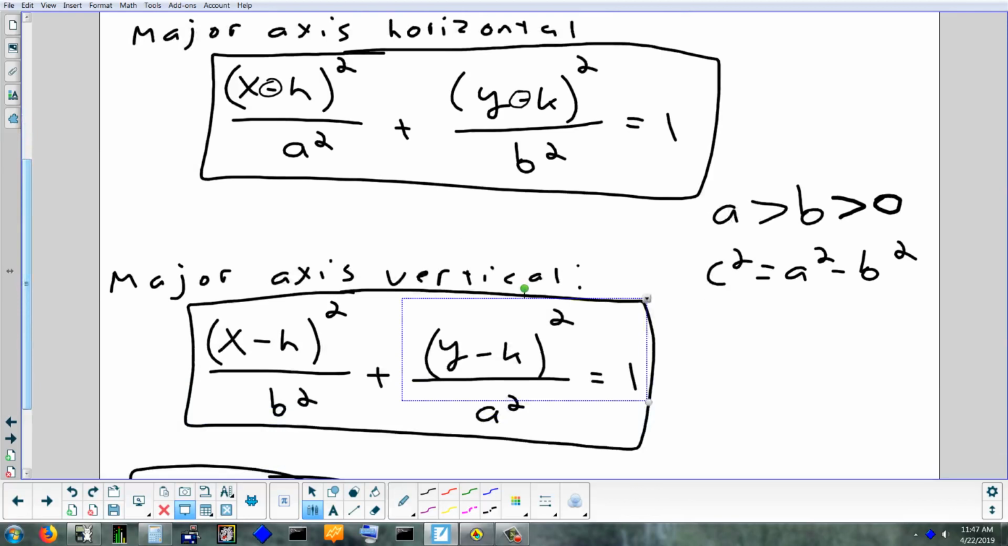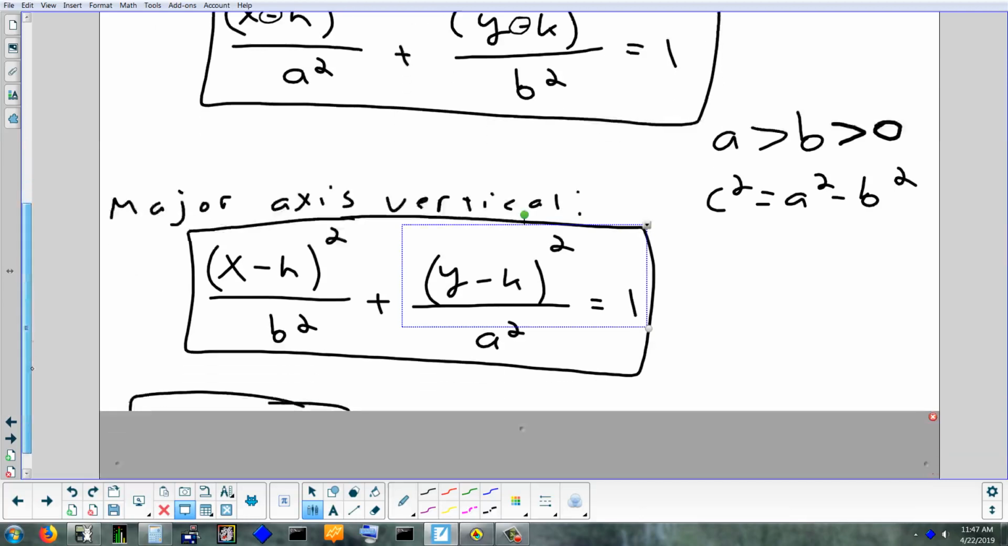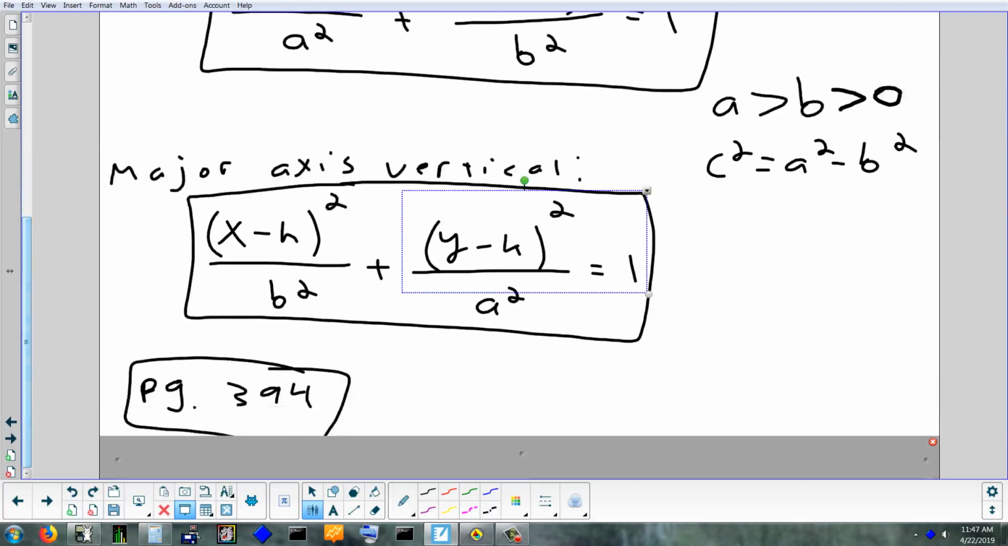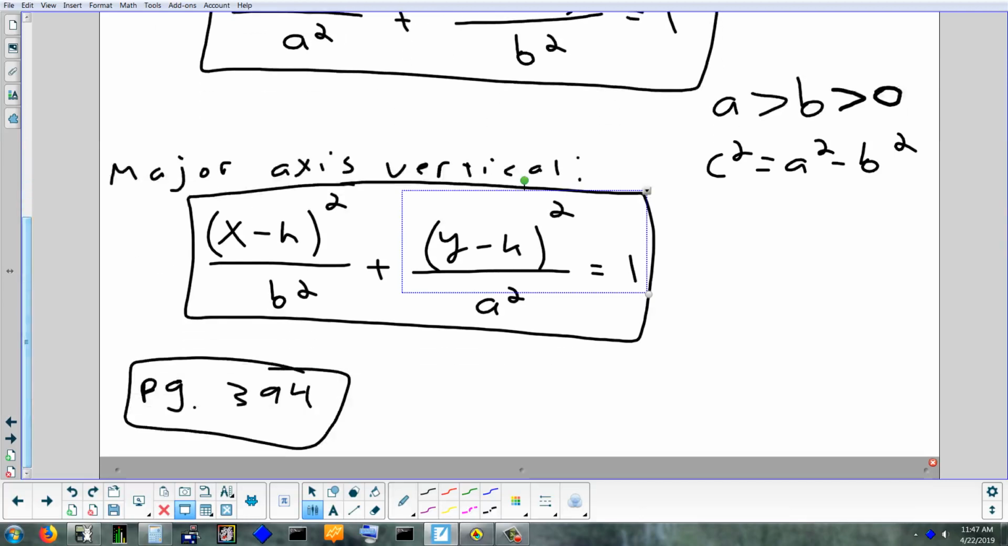You know what? We can do it without the chart. Because if you can remember that a is the distance from the center to the vertex, and c is the distance from the center to the focus, that's all you have to remember. No, I vote chart. Yeah, give me the chart. Chart would be good. Yeah, I'm a very visual person. Well, if you need the chart, it's on page 394.